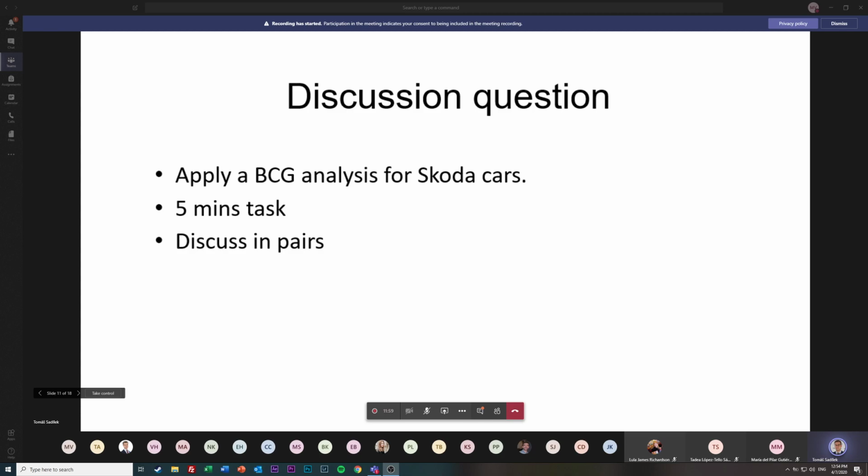You should decide what could be the example of a cash cow for Skoda, what could be the example of a star, what could be the example of a question mark, and what could be the example for a dog. Yeah, so this is your task. You should discuss it in pairs or in your groups, and then we're gonna speak about your decisions.